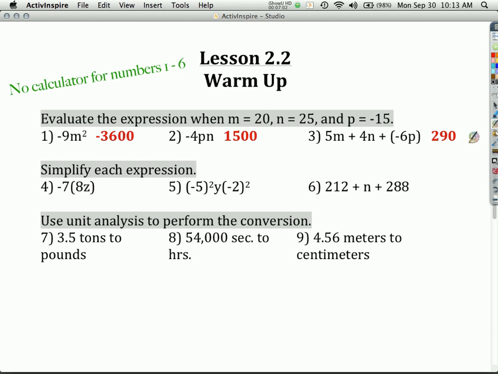4, 5, and 6 was a bit different. You are not evaluating the expression with values. You're simplifying the expression. It's a little bit harder. So we'll start with China and then Brianna. Negative 56 times Z. 56 times Z. So you guys disagree. What do you think, Yasmin? It is negative 56 times Z.